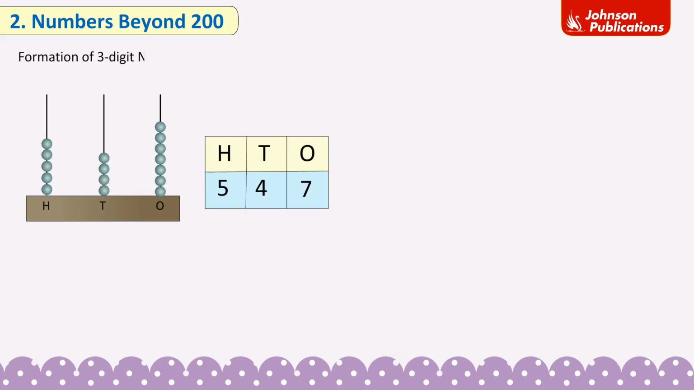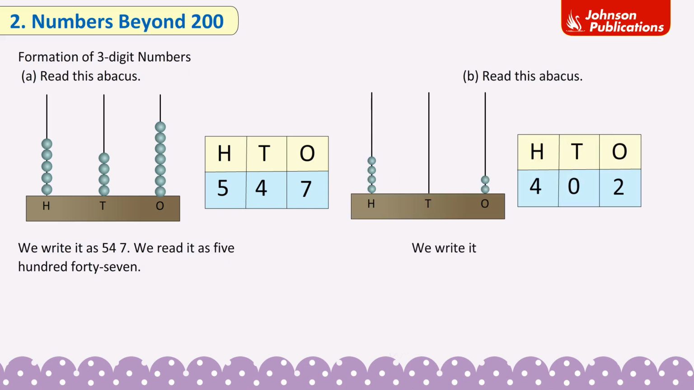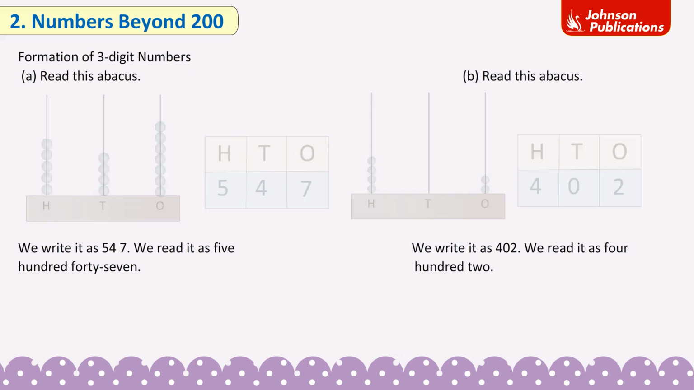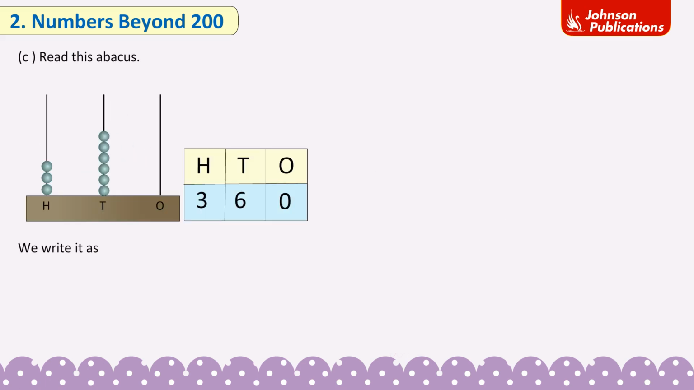Formation of three-digit numbers. A. Read this abacus. We write it as 547. We read it as 547. B. Read this abacus. We write it as 402. We read it as 402. C. Read this abacus. We write it as 360. We read it as 360.